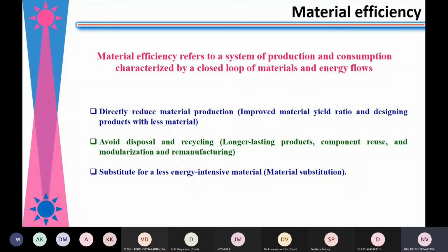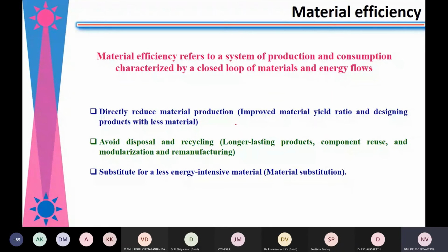And there is in this process material efficiency. So if we want to be very sustainable, then we should have a good material efficiency, which refers to a system of production and consumption characterized by a closed loop of materials and energy flows. What does it mean? Closed loop of materials. That means directly reduce material production.